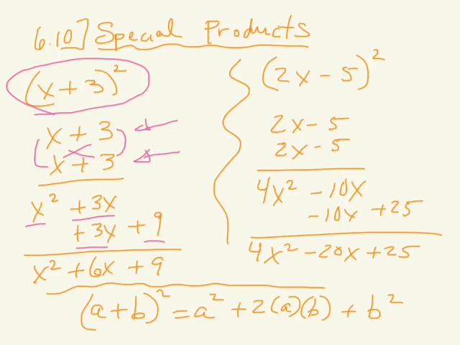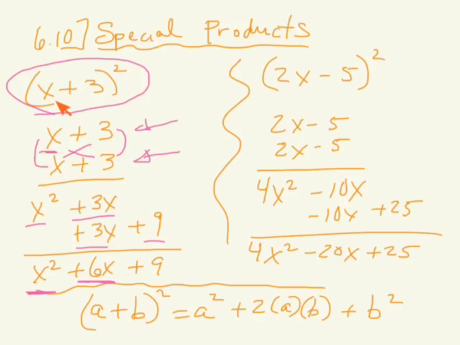What ends up happening is, this is the first term squared in the binomial. This is the first term. The first term times the last term doubled. See that? First term times the last term is 3x, doubled is 6x. And then this last term of the trinomial ends up being the last term times itself, so 3 times itself is 9. So we're showing you a shortcut so you don't have to show all this work.